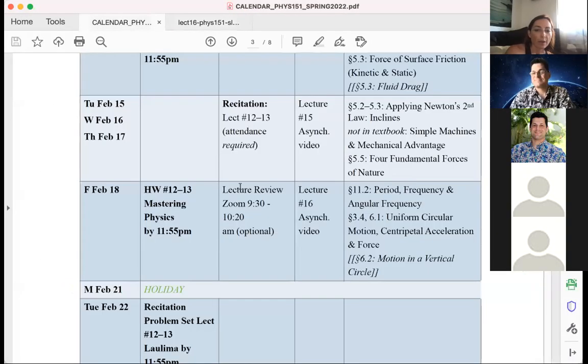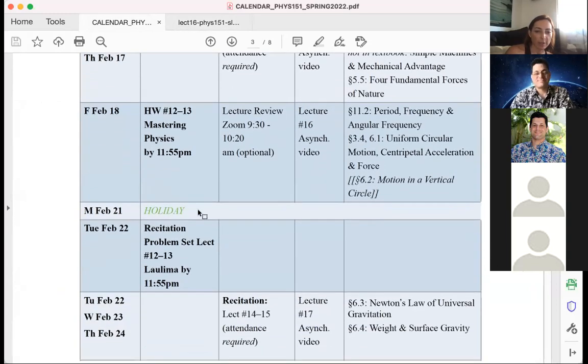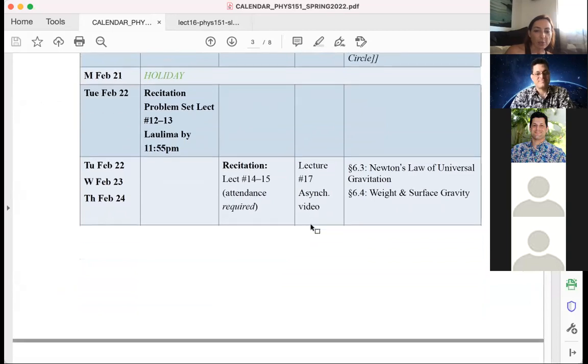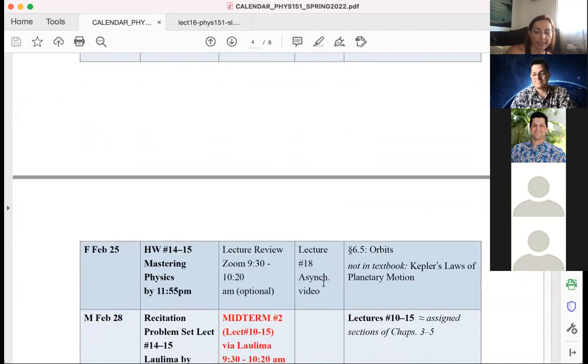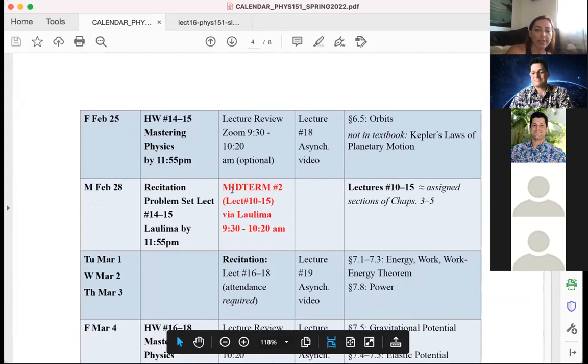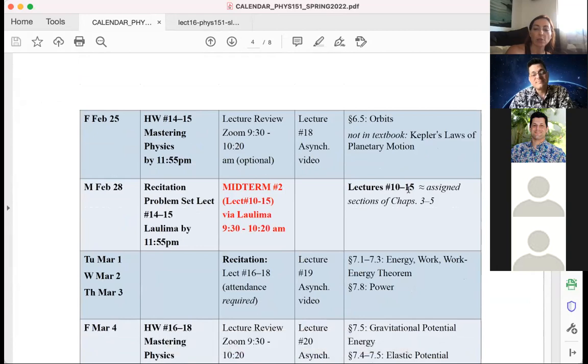I want to share with you, first of all, the calendar. Today we are going to do lecture 16. Then Monday is going to be a holiday. And then next week we are going to do lectures 17 and 18. What I want to point out is that midterm 2 is going to be on lectures 10 to 15, so up to the topic that we covered last time. From the material we are covering today on, this is going to be the material of midterm 3.